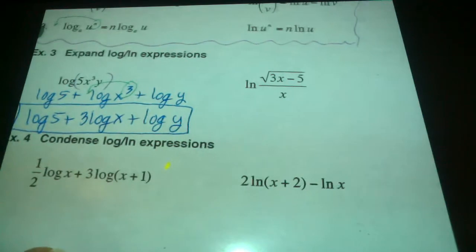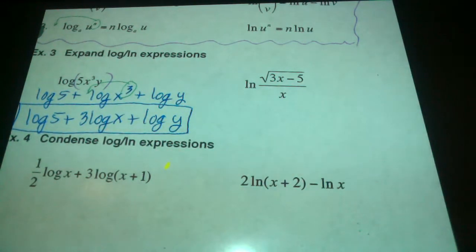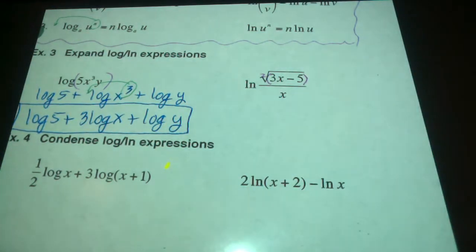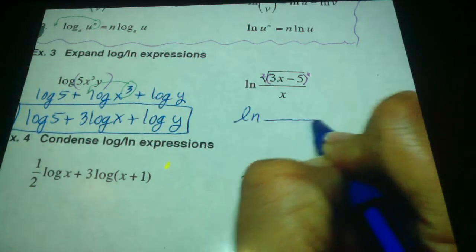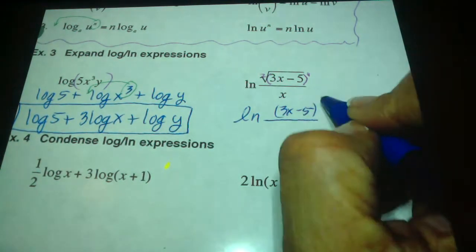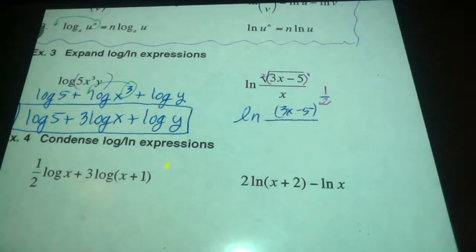Then look at this one. This one is overall division, but even before that, you need to get in the habit of getting rid of your roots. Underneath, I have all of this. We're taking the what root? Square root. So what is all of that raised to? Because anytime I have addition or subtraction, if I can't factor, then that's one factor. So isn't this raised to the first power? I'm going to write that without the root. So that 3x minus 5, what is it actually raised to? The 1 from underneath goes in the numerator, and the root always goes in the denominator, so in this case, 2. And it's still over x.